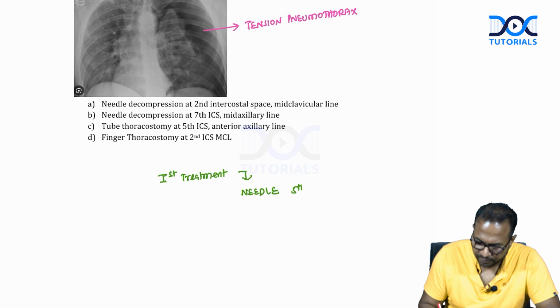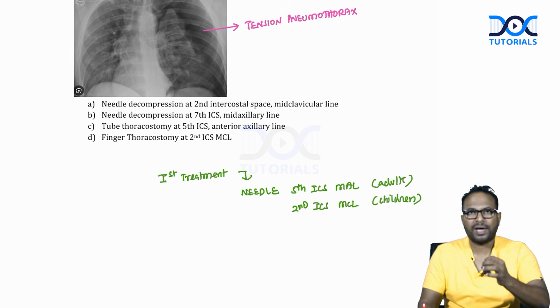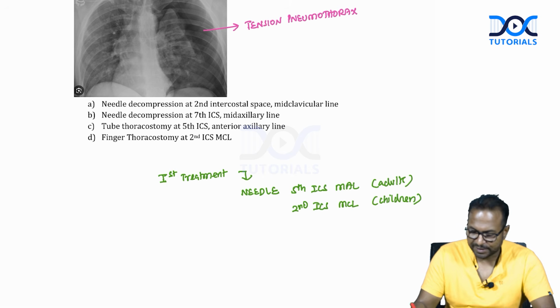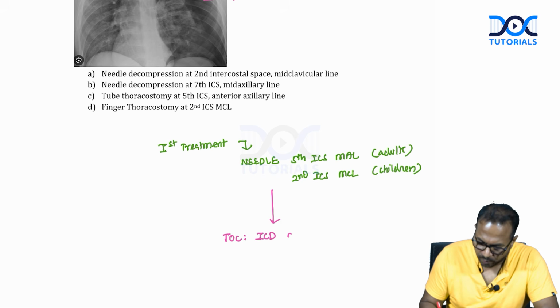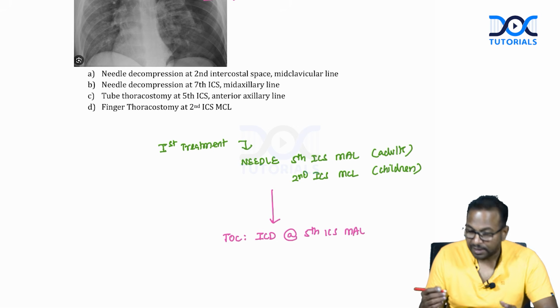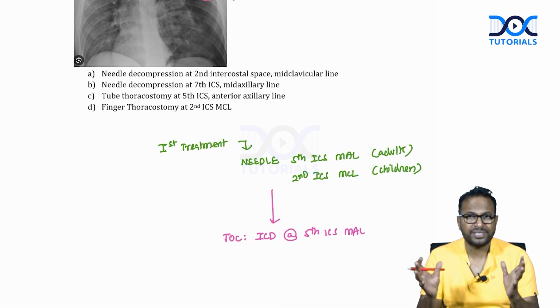The needle is usually put in the fifth intercostal space at the mid-axillary line in adults. A needle is put in the second intercostal space in the mid-clavicular line in children. So these are the places where we put the needle. This is not the definitive treatment of choice. The treatment of choice is to plan an intercostal drainage tube at the fifth intercostal space, mid-axillary line, as early as possible. Initially you can put a needle and deflate the bulging air.